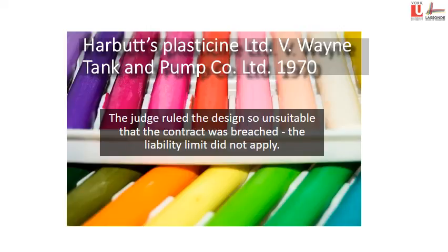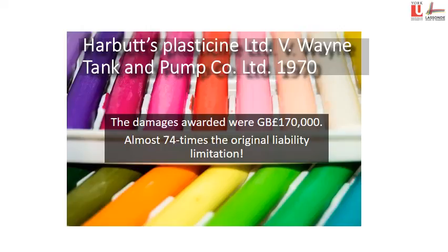So clearly this dealt with the fundamental reason for having the system in the first place. The judge decided that the design was so unsuitable that the contract was actually breached. So that £2,300 limitation did not apply to this situation. And the court awarded £170,000. So far higher than the original liability limitation, but basically covering the cost of replacing the factory.